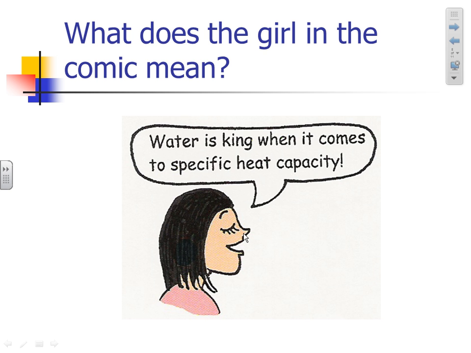Water has a very high specific heat value. And that means it's hard to get it to heat up, but it's also hard to get it to cool down.